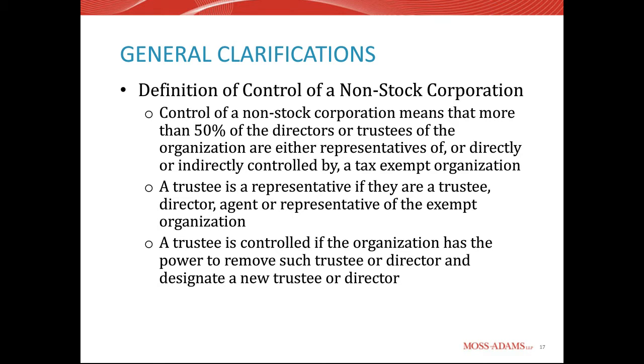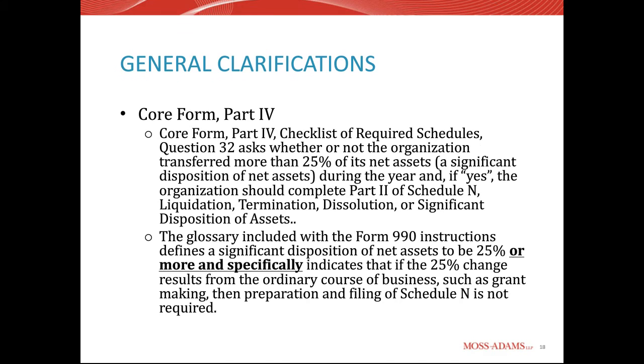Okay, and the next clarification I want to make, and this is a very little used schedule, which is Schedule N, as in Nancy. We also want to point out that we might want to make sure people are not using this particular schedule incorrectly as well. There is a section of the core part of the form that asks whether or not the organization transferred more than 25% of its net assets during the year, which would be considered on the surface a significant disposition of net assets. And if you answer yes, then you have to complete Schedule N.